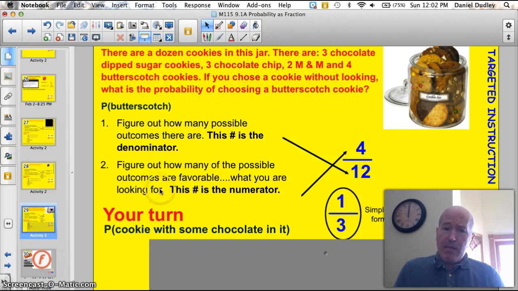Next, figure out how many of the possible outcomes are favorable. Well, there are 4 butterscotch cookies, so there's really a 4/12 chance of pulling out a butterscotch cookie. When we reduce that, we have a 1/3 chance because that's in simplest form. This one's a little bit tricky, and it's now your turn. What is the probability of choosing a cookie with some chocolate in it? Go ahead and pause the video.